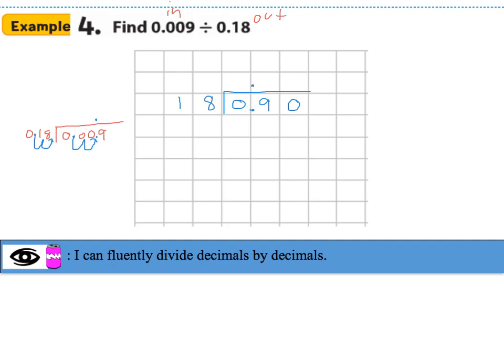Alright, so 18 cannot go into 0, so I'm going to put an X here. 18 can't go into 9, so let's put another X here, or you can put a 0. But 18 can go into 90, and I think if I do 18 times 5, that becomes 90. So that goes in 5 times. That's a 90. Subtract, and I'm left with nothing. So my answer would be 5/100ths.